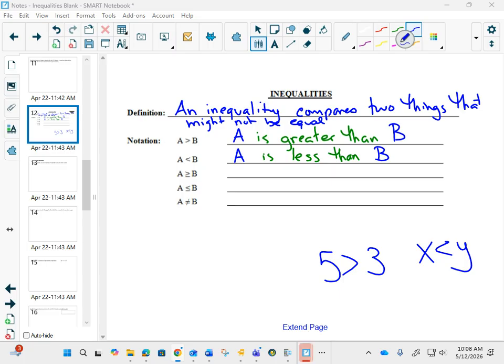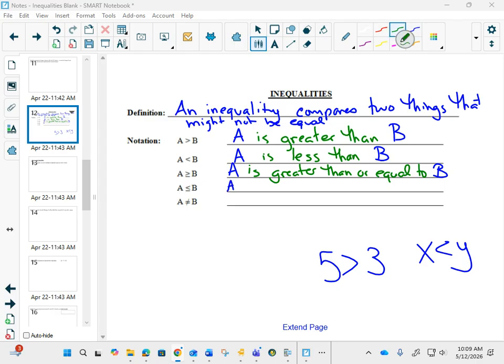Notice the subtle change in the third and the fourth one. There's a tiny little line underneath. What's that? Doesn't that mean it's equal then? It means that A is greater than or equal to B. So it's a possibility that they could be equal, but there's a possibility that it's greater than as well.